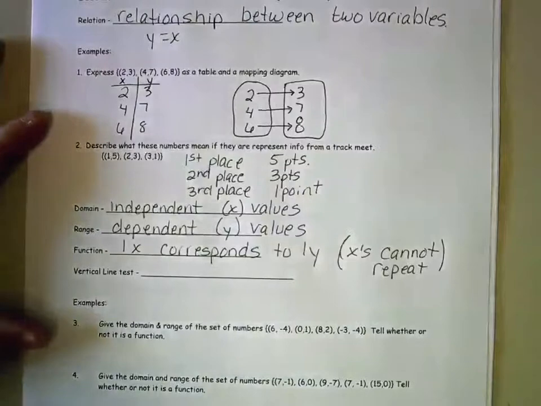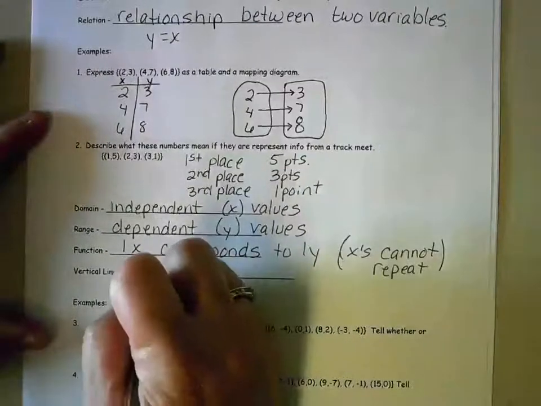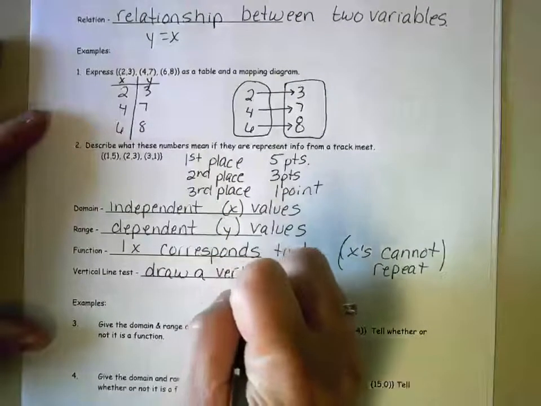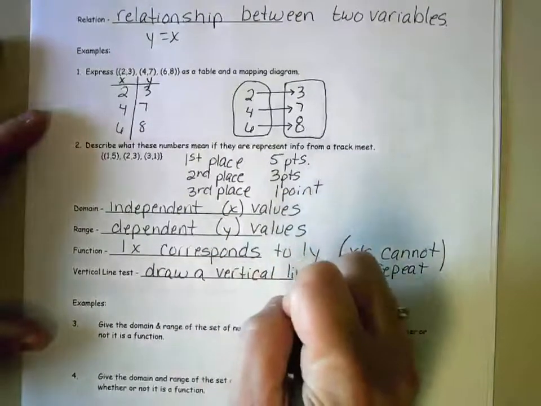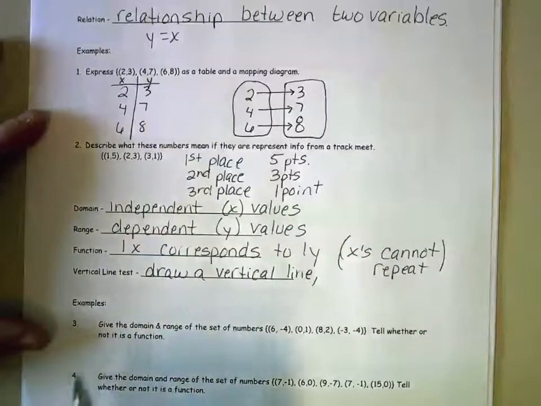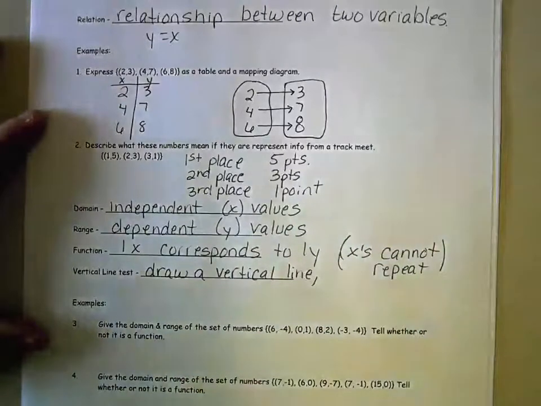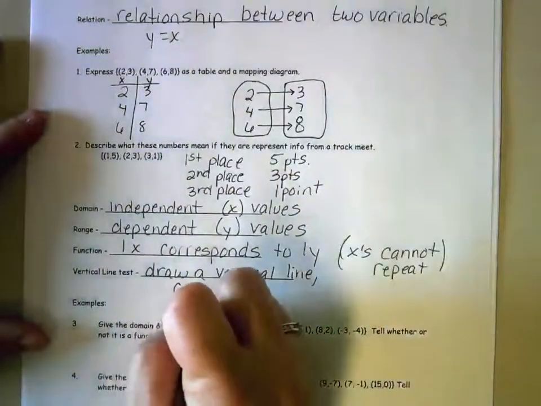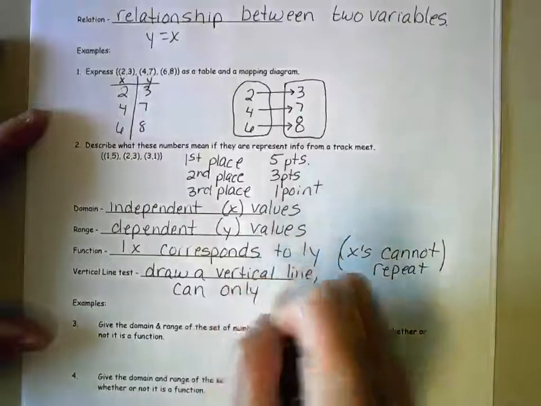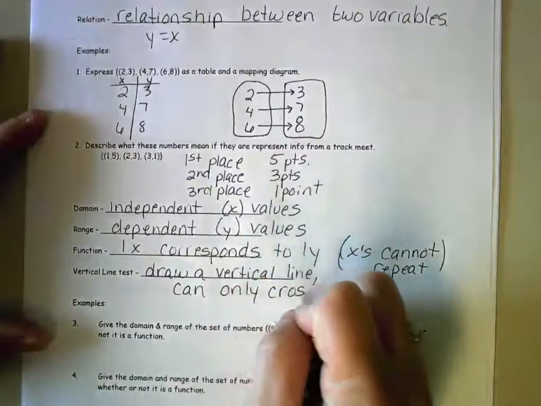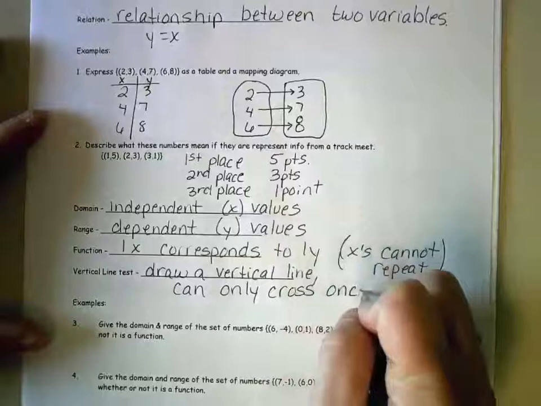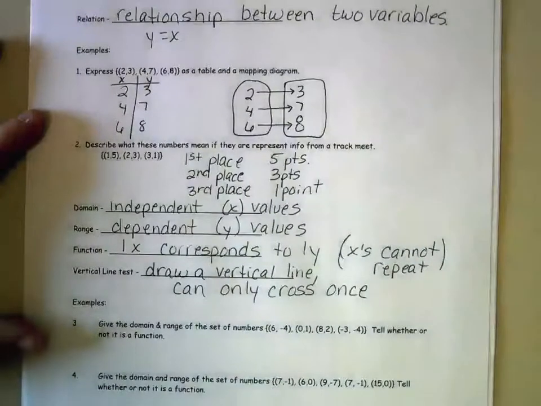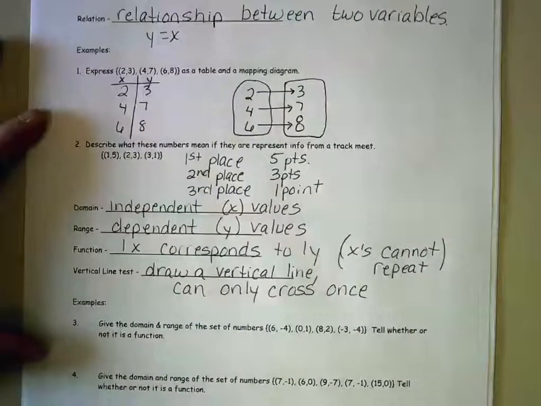And we have a vertical line test for functions, and what you do is you draw a vertical line, and then you pull that vertical line across, and if it can only cross the graph once for each x value, then it is a function. And that will make more sense as we move on to the next page.